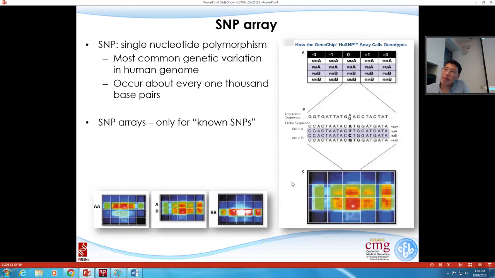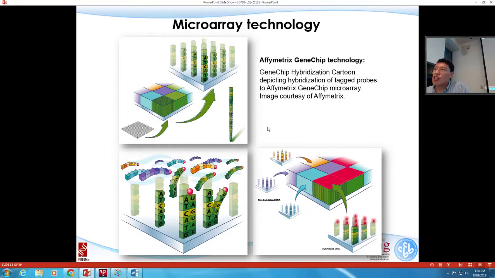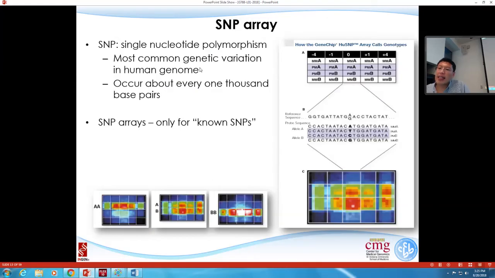Okay. But what I was talking about is primarily designed for the previous one, the gene expression arrays, meaning that there is the transcription level going on. But we can also use a similar technology, the same biochemistry principle, to do SNP genotyping, to identify SNPs. So here is how you do that.